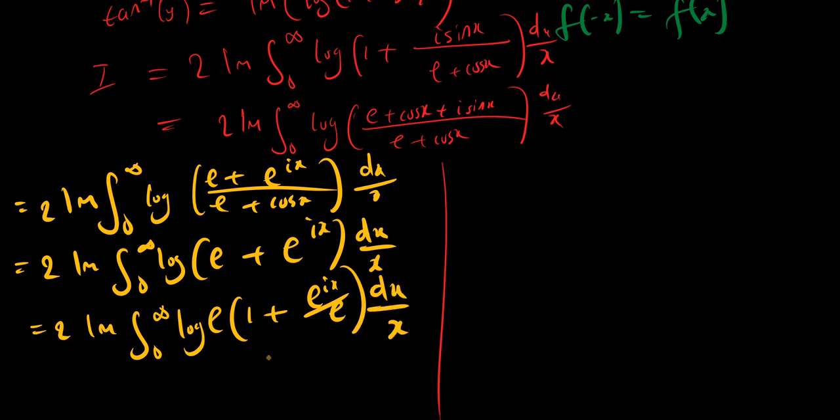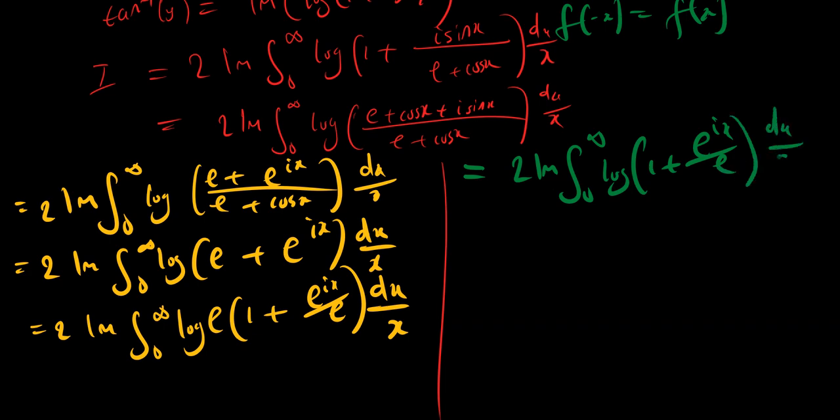Now, since the imaginary part of log e is actually 0, we can discard log e and write this as twice the imaginary part of the integral from 0 to infinity of the logarithm of 1 plus e to the ix all divided by e, dx over x.